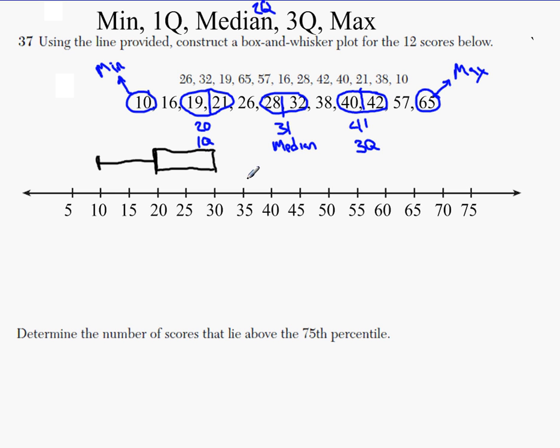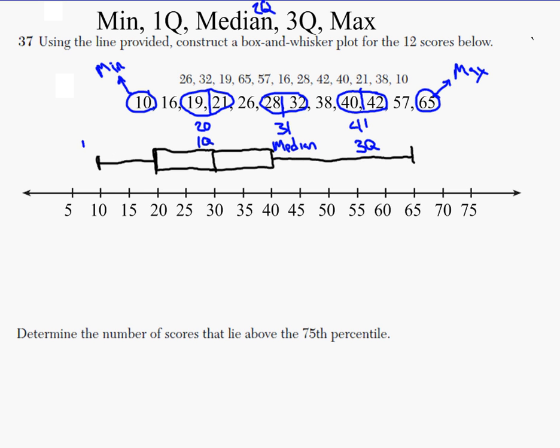And then we have our third quartile, that's 41. It's going to be about here. That's going to be the end of our box. And then we got 65, our max. That's over here. That's our other whisker. And there you have it. That's your box and whisker plot.